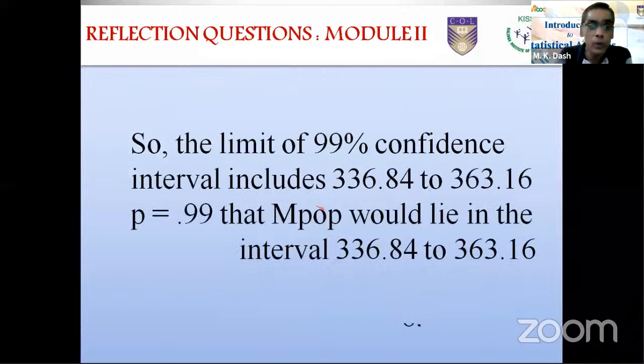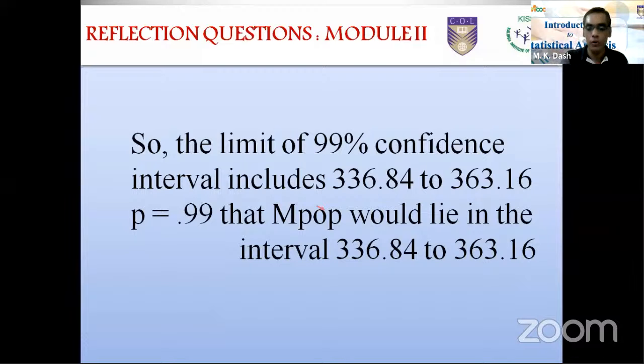Now, in what way will you interpret it? This is the way of interpretation. The limit of the 99% confidence interval includes 336.84 to 363.16. So what is the probability? The probability is 0.99. So we are 99% confident that the limit will be within this range. How much risk are we taking? We are taking only a risk of 1%.